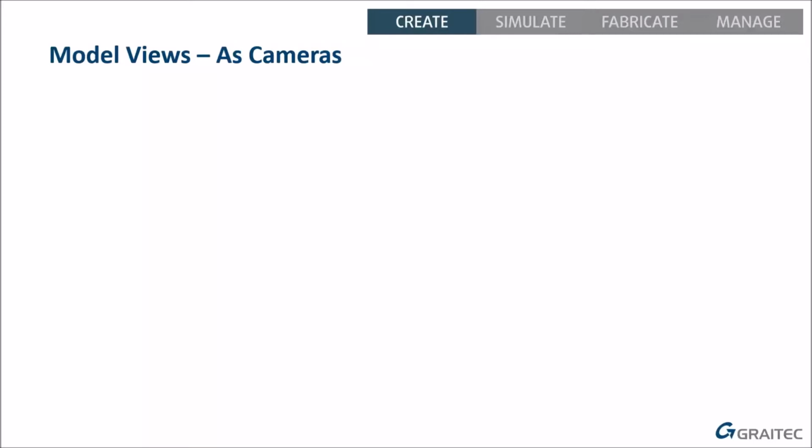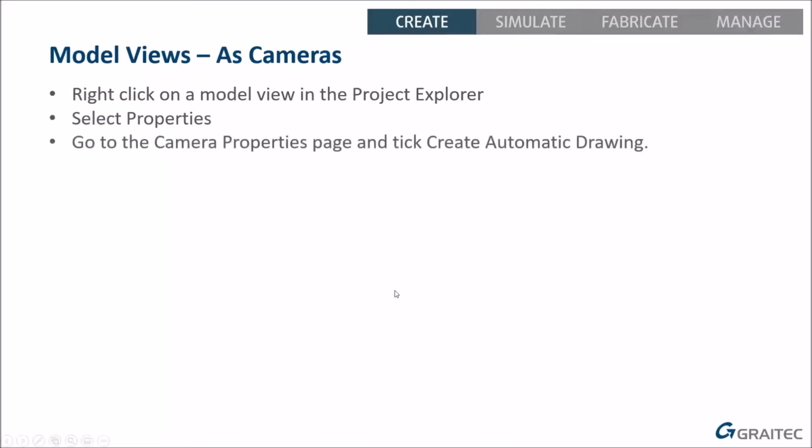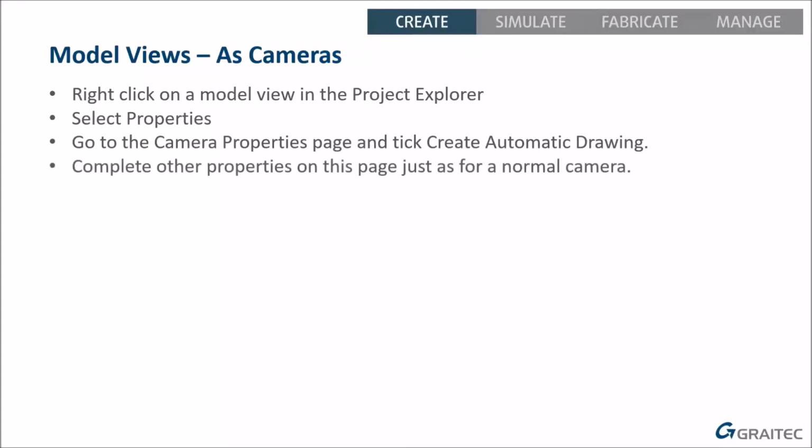Well, if you've created a model view, that can double up as a camera without having to create an extra camera. So after you've created the model view, you right click on the name in Project Explorer, and then you select Properties from the menu, and you go to the page called Camera Properties. And at the top of that page, you'll have a little tick box saying Create Automatic Drawing, which isn't ticked. But if you tick that box, then it doubles up as a camera as well.